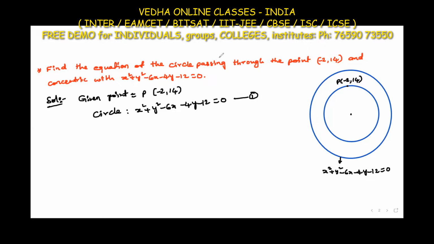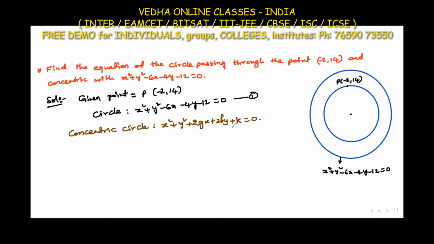For concentric circles, we have a formula. The general equation is x square plus y square plus 2gx plus 2fy plus c. Instead of plus c, we write some other value; only the constant is different, equal to 0.